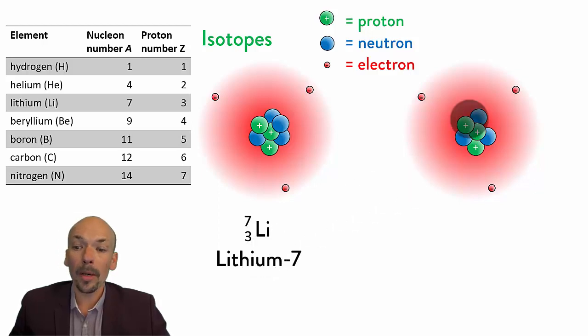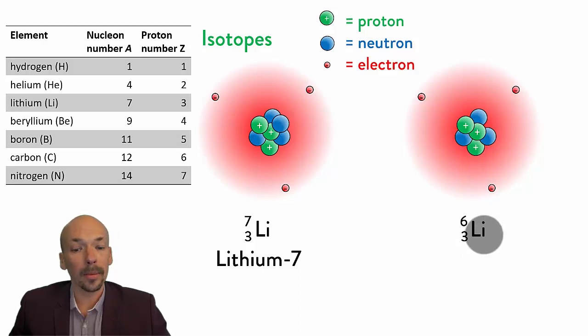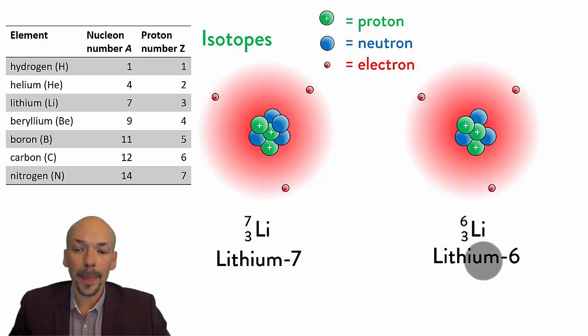So we count the amount of protons. There are 3 protons in there, so it's also a lithium element. And there are 3 neutrons, so the mass is 6. So it will look like this, 3, 6 lithium, or lithium-6. So as you can see, it's the same element, so all the properties are the same for both of these atoms, but the mass is different. This one has a little bit lighter mass.